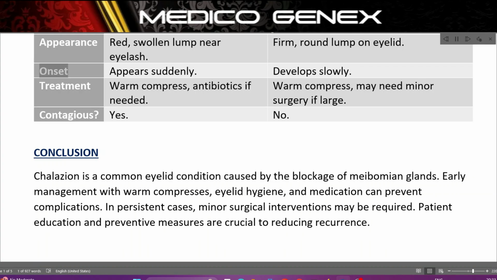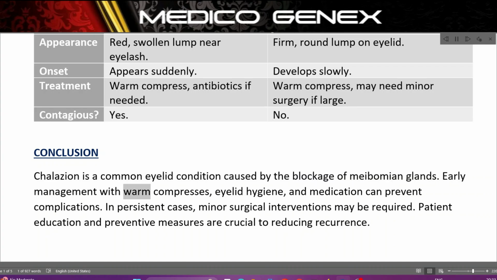Onset. Appears suddenly. Develops slowly. Treatment. Warm compress, antibiotics if needed. Warm compress, may need minor surgery if large. Contagious. Yes. No. Conclusion. Chalazion is a common eyelid condition caused by the blockage of meibomian glands.